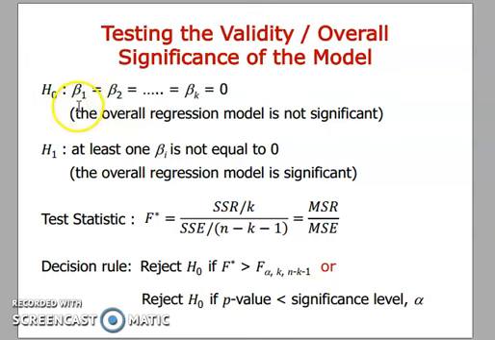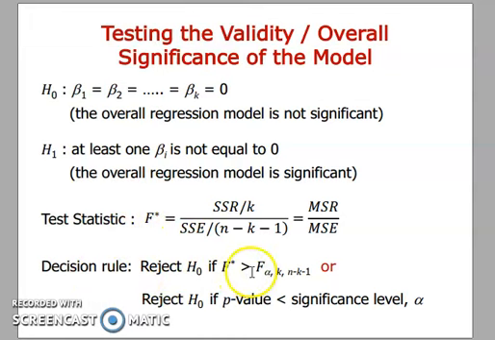So the test statistic would be the F test. Our calculated F is the SSR, the sum of squares regression, divided by K, over the sum of squares error divided by N minus K minus 1. So this is the mean square of regression, and this is the mean square of error. And then we reject H null if this calculated F is larger than the critical value from the F table, or the p-value is less than the significance level.